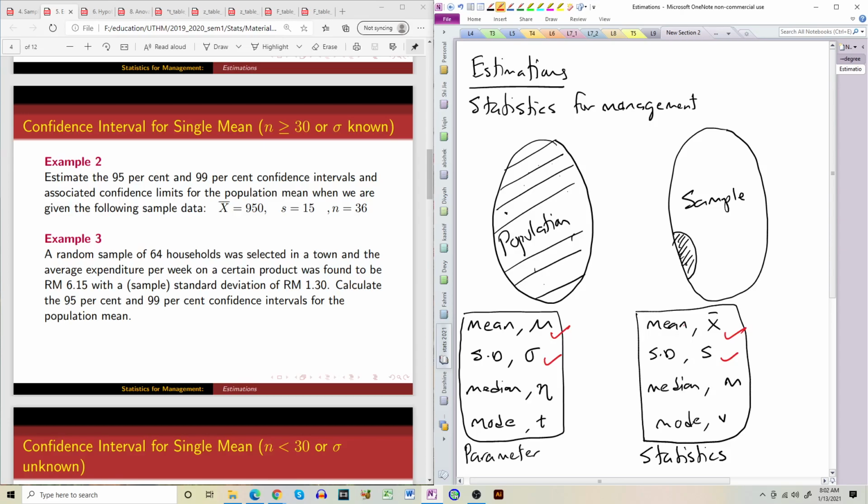Chapter 5, the name is estimation. What we are going to estimate is like this. In the question they are going to give you the sample mean. Maybe in my class, the mean age of the students who are learning statistics for management. Let's say X is the age of the student.